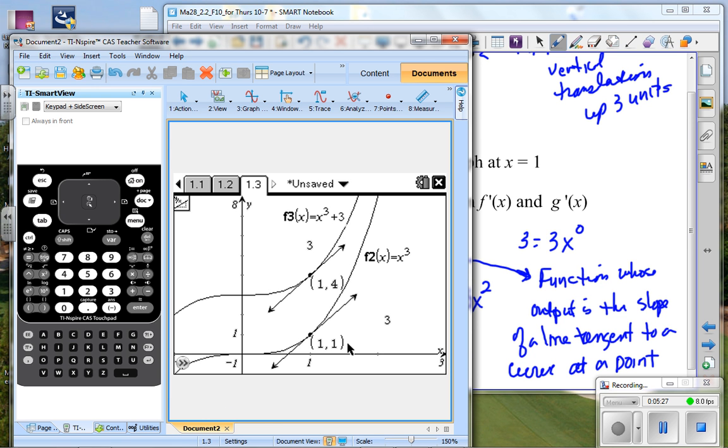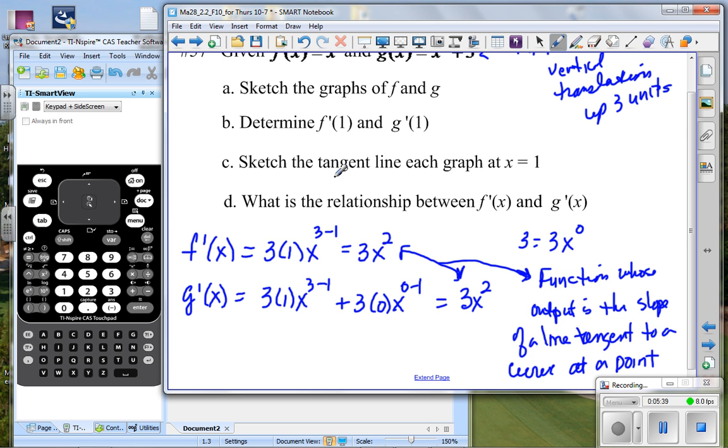So we have tangents at points on parallel graphs. The tangent lines are parallel. That means they have the same slope. Let's see what else. Sketch the tangent line. What's the relationship between the derivatives of f of x and g of x? And so we would say that the derivative of f of x equals the derivative of g of x.